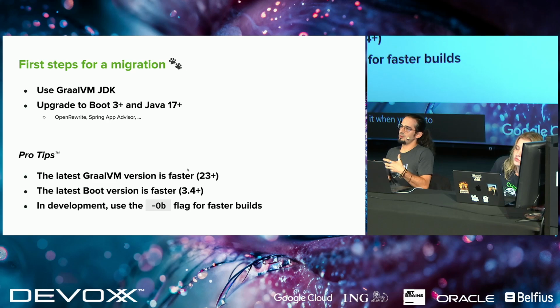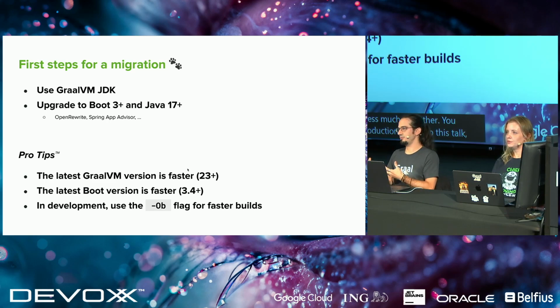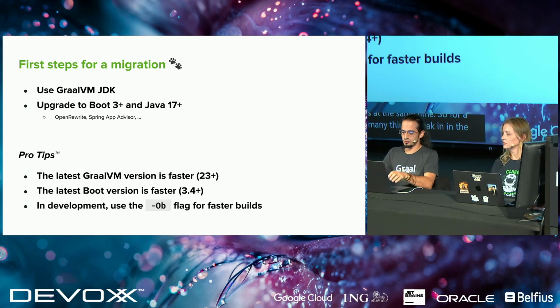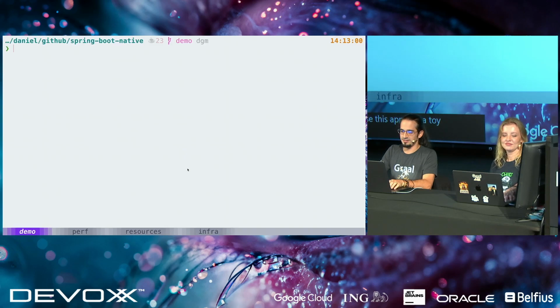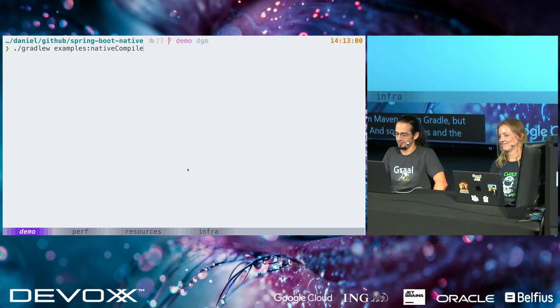So to do this talk, we had an app, and we migrated it. But real-world apps tend to do a lot of things at the same time. For a demo, that's not great, because many things break in the same place. So we decomposed this app into a toy application. It's called Examples, and I built it with Gradle. So here we have Team Maven, Team Gradle, but we're still friends. That's fine. So in Examples, the task is native compile.